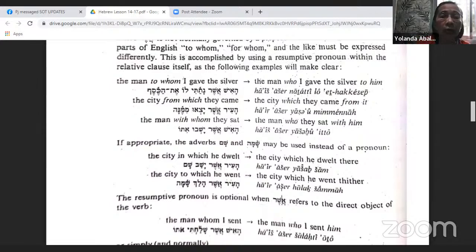Sunod, we have Ha'ir, Asher, Yachio, or Yacho. Yacho, Memina. What's Yair? The city. Asher, from which Yacho. They came, Memina. From them. So, ang sinasabi niya, the city from which they came. Ang literal meaning niya, the city which they came from it.